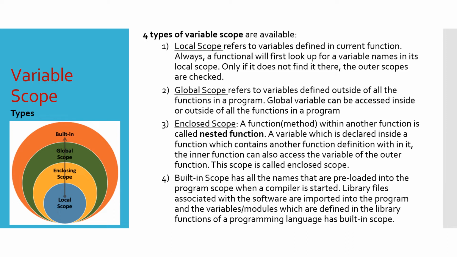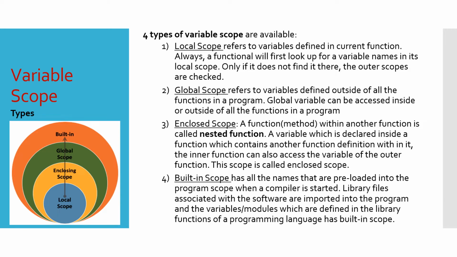And then sometimes, as I said, for the enclosed scope, it's a function within another function. It's called a nested function, which I explained. A variable which is declared inside a function which contains another function definition within it, the inner function can also access the variable of the outer function. This normally happens in functions with looping functionality, and it's quite common. This kind of approach of using enclosed scope is really common, so the computer program knows how to use the correct value and apply the correct answer and give the correct output as well.